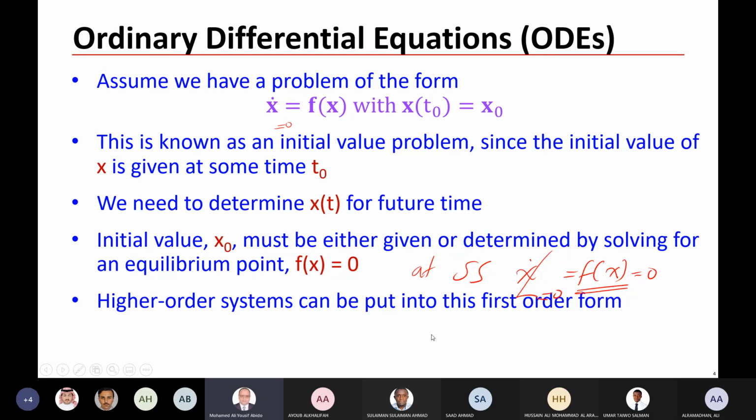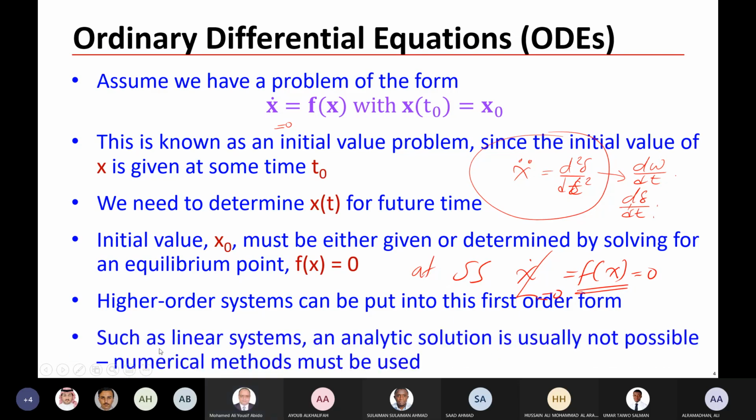Higher order systems can be put into this first order form. Usually if you have even x double dot, like we have here d square delta by dt square, we divide this into d omega by dt and d delta by dt. So we can put the higher order differential equations into first order differential equations, or first order form. For nonlinear systems, an analytic solution is usually not possible. Numerical methods must be used.